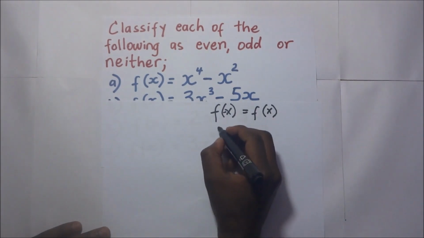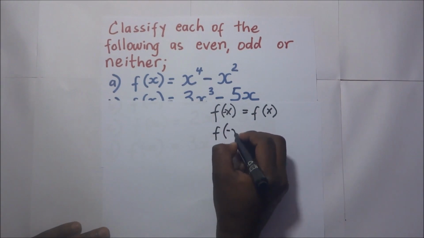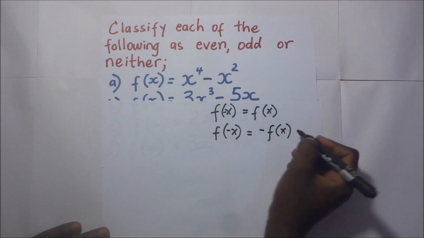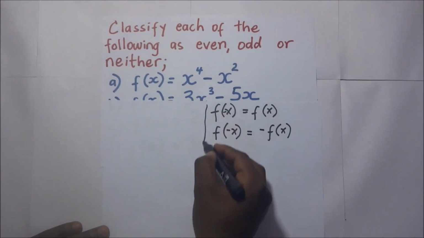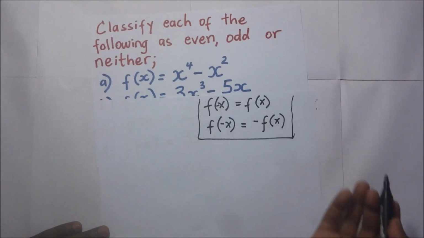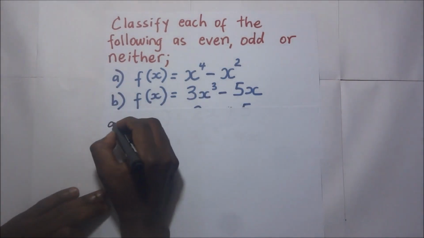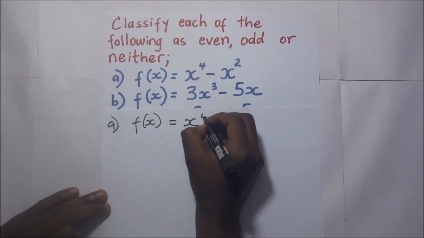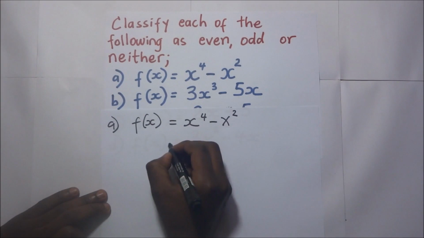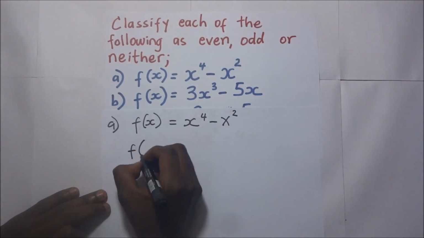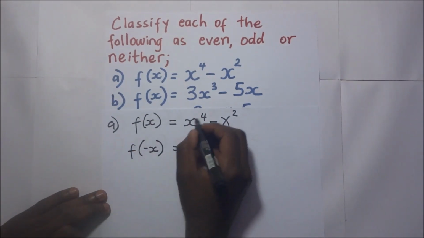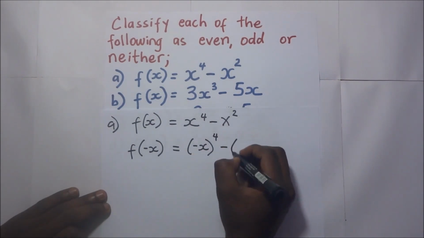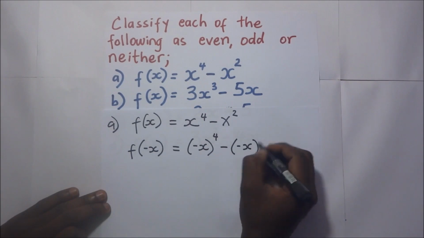When it is an odd function, when we plug in a negative, it is supposed to return something like that, like we had seen earlier. Let's take note of this as we get started. We have our part A here: f of x is x to the power 4 minus x squared. So f of negative x means it's going to give us negative x to the power 4 minus negative x to the power 2.